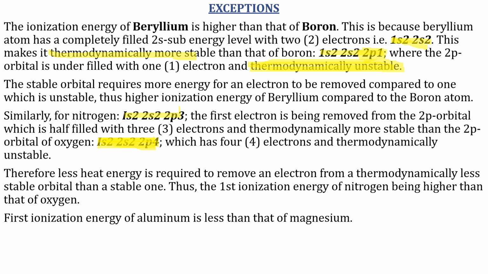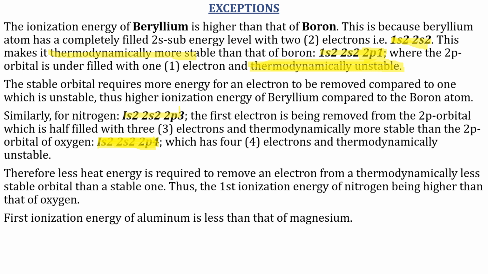So the reason all lies in oxygen having only 4 electrons in the 2p sub-energy level, which is neither half filled nor fully filled. This makes the atom of oxygen thermodynamically unstable. But for these ones that are half filled or fully filled, their atoms are thermodynamically stable. Therefore, since thermodynamically stable, removal of an electron requires a significantly higher amount of energy.